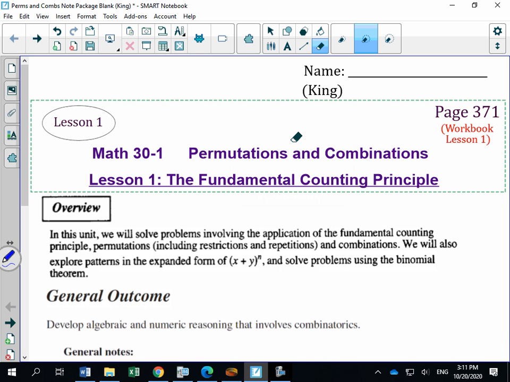Hi Math 30s. This video is going to be the first lesson in our last chapter, and the last chapter is on something called permutations and combinations. The first lesson is on something called the fundamental counting principle, and I will do this first lesson in at least 2 videos.